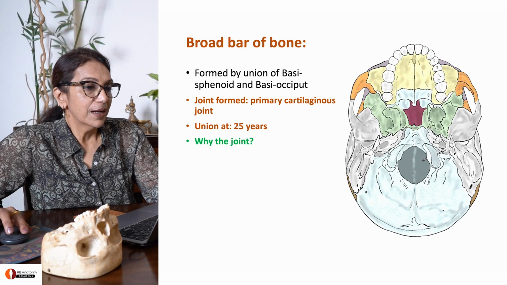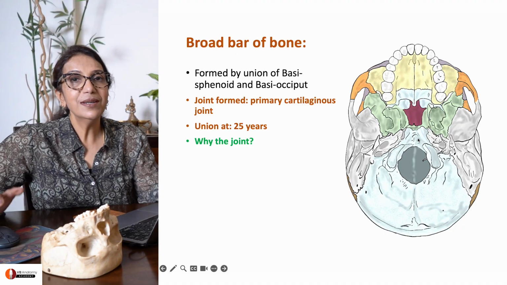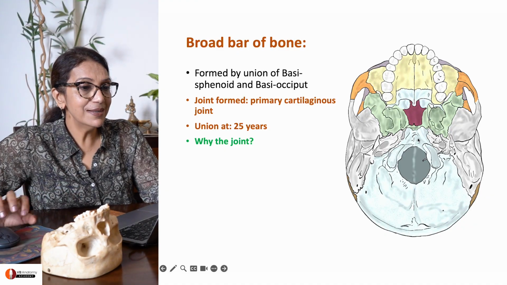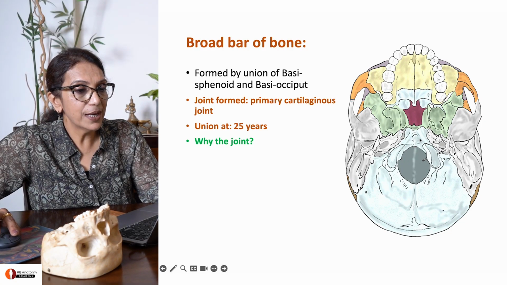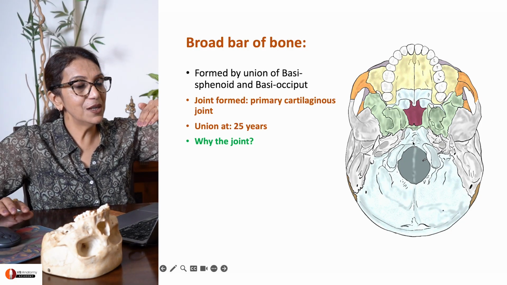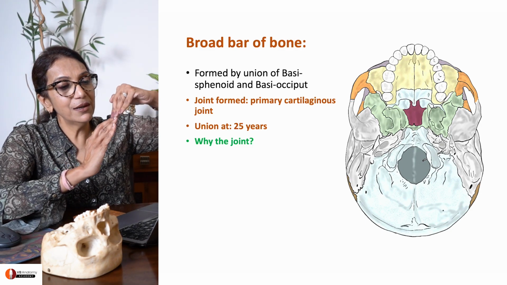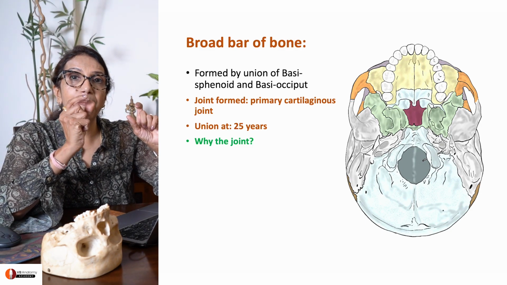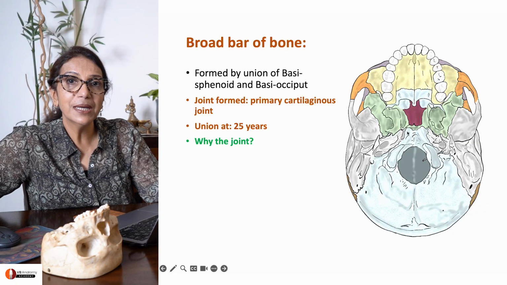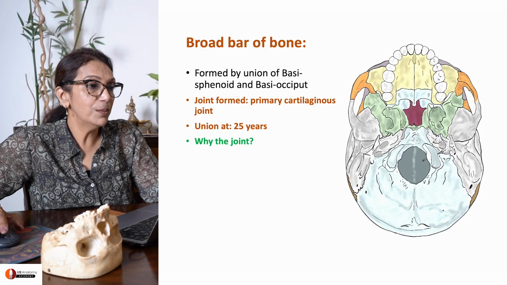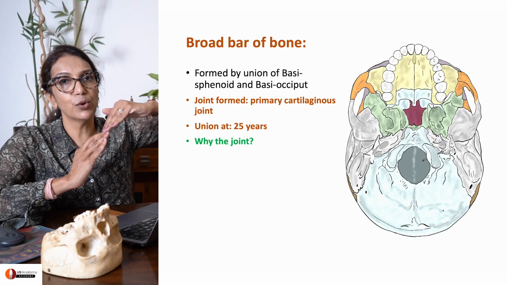Okay. Continuing back to the broad bar of bone present here. So what is this broad bar of bone? Understand that the green colored bone is sphenoid. The light blue colored bone is occipital. The sphenoid bone anteriorly meets with the occipital bone posteriorly, and together they form a bone which is the broad bar in the middle. Here there is a joint being formed. Two bones are meeting, right? So there is a joint being formed. The joint is formed between the basisphenoid and the basioccipital.